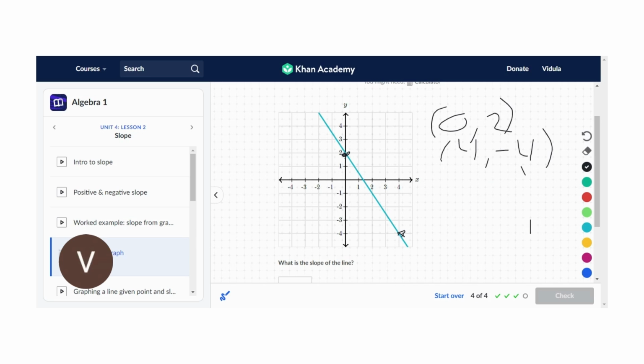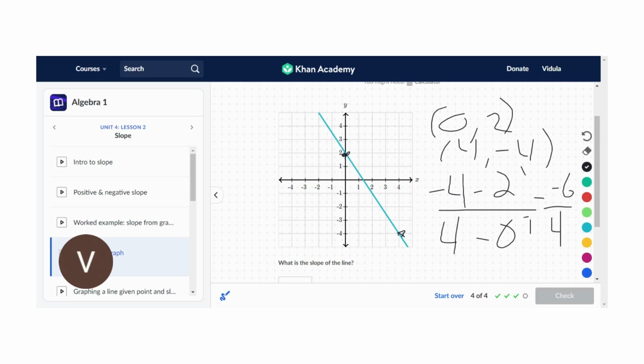So the first thing it said was y2. So it has to be the y from the second coordinate, and the y from the second coordinate is -4. So it's going to be -4 minus, and the y from the first coordinate was a 2. So it's going to be -4 minus 2 over x2, which is the x from the second coordinate, a 4, minus the x from the first coordinate, which is a 0. So now let's simplify this. It's going to be -6 over 4.